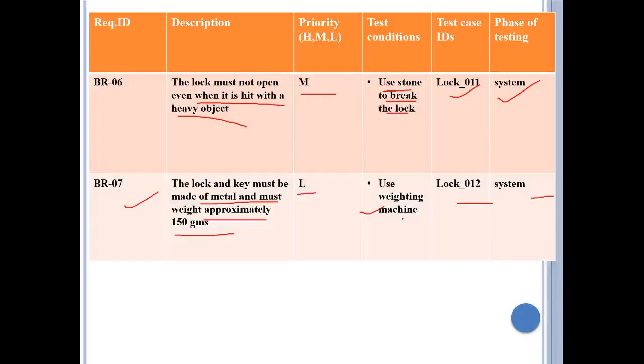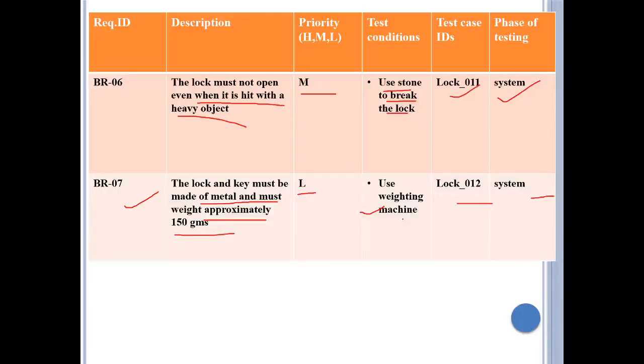So these are the various requirements given by the clients, and you have formed the requirement traceability matrix, and you have found out which requirements are high, medium and low priority, and under which conditions those will get executed.